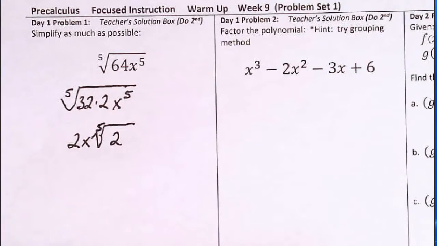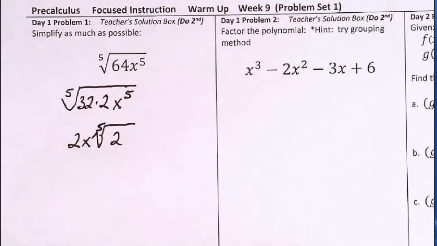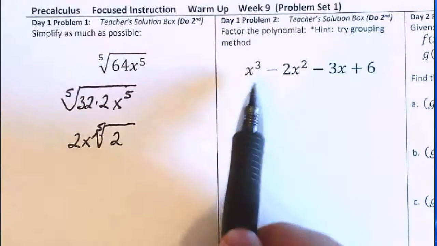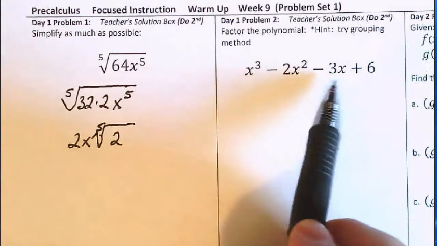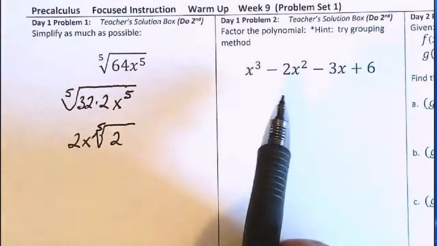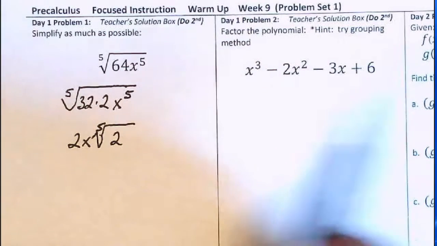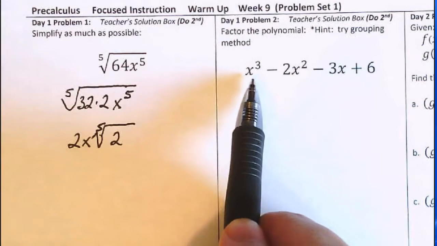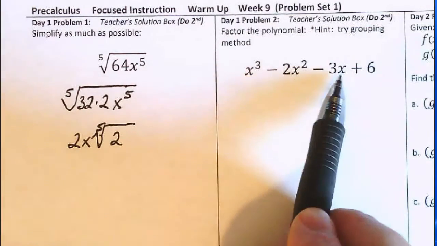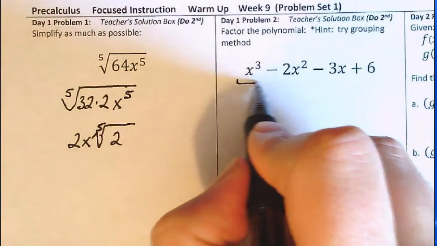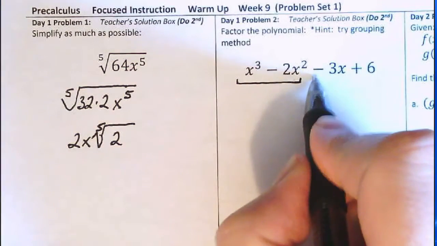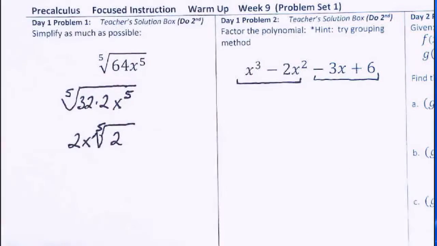Day one, problem two. Factor the polynomial. Hint, try grouping method. The reason this hint is here is because this has 4 terms to it. So it's not going to be one of those trinomial patterns. It's not a difference of squares pattern or anything like that. And there's not a greatest common factor that will divide into all 4 terms. However, if you group into a couple of binomials and treat these separately, we can find a greatest common factor.